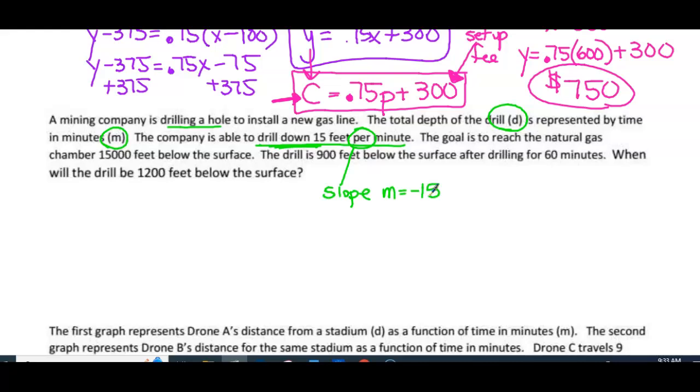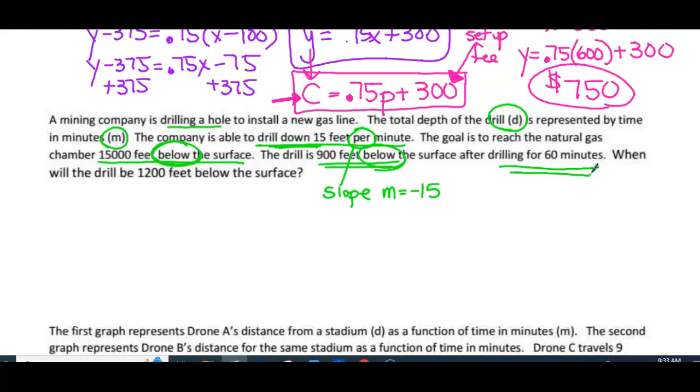15 more feet down. The goal is to reach the natural gas chamber 15,000 feet below the surface. Below the surface means it's down, it's negative. The drill is 900 feet below the surface, that means down, after drilling for 60 minutes. When will the drill be 1,200 feet below the surface?